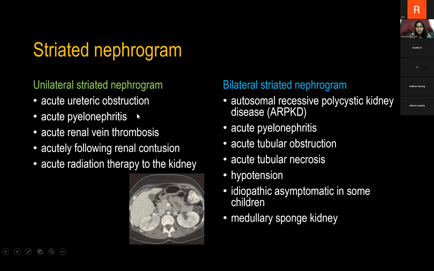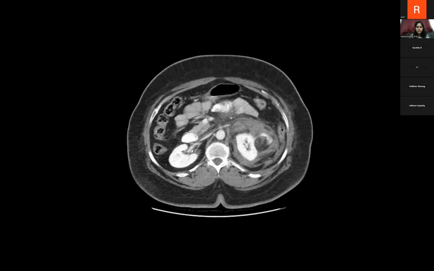There are different causes of unilateral and bilateral striated nephrogram. Unilateral might be due to ureteric obstruction, pyelonephritis, renal vein thrombosis. Bilateral could be due to ARPKD, pyelonephritis, acute tubular obstruction, etc. Okay. Next spotter. Time starts now.